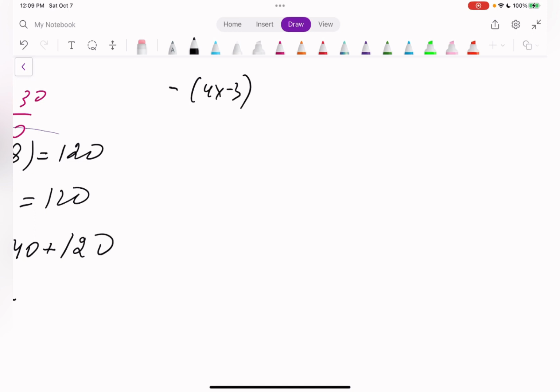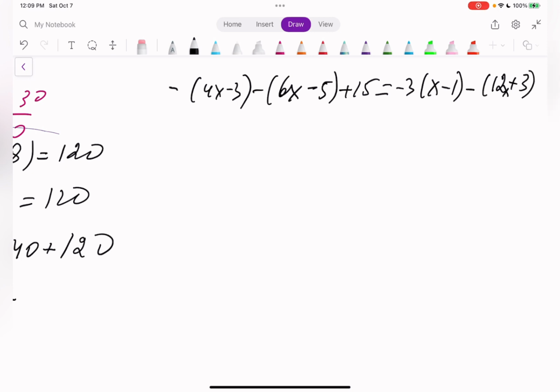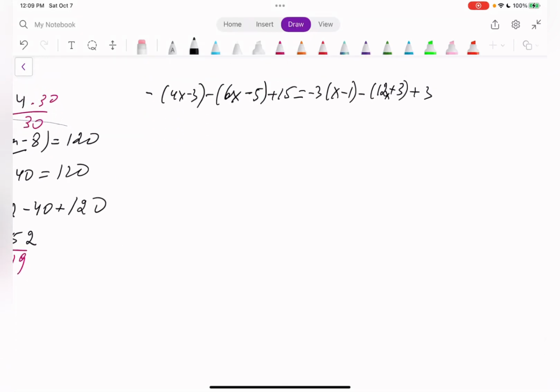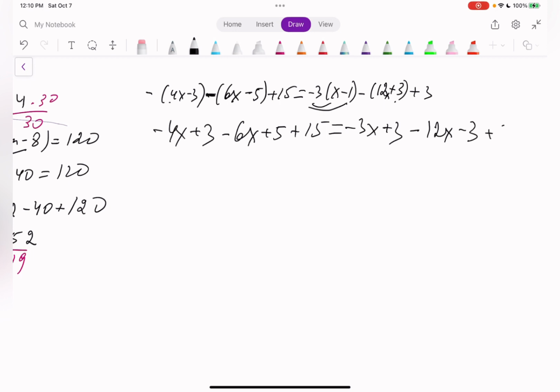Negative 4x minus 3 minus 6x minus 5 plus 15 equals negative 3x minus 1 minus 12 plus x, 12x plus 3 and plus 3. Quite a long one. Okay, let's see. We have a negative sign in front of parentheses, so it's going to flip every sign in the parentheses. 4x is positive, becomes negative. Negative 3 is negative, becomes positive. Next, since I have another negative in front of parentheses, positive 6x becomes negative 6x. Negative 5 becomes positive 5. Plus 15 is equal to negative 3x plus 3. And again, negative, positive becomes negative, and again, positive 3 becomes negative 3, and plus 3.